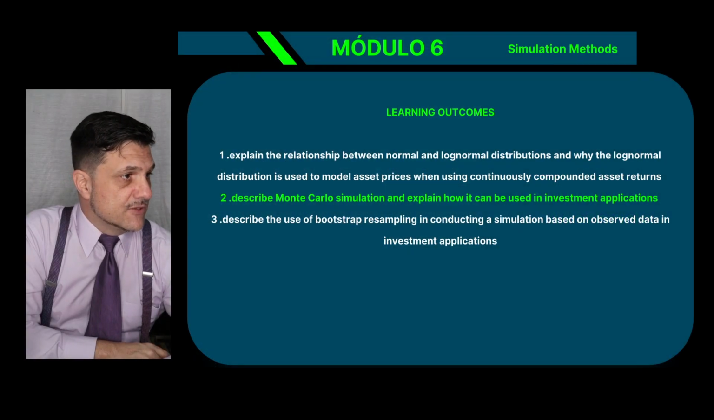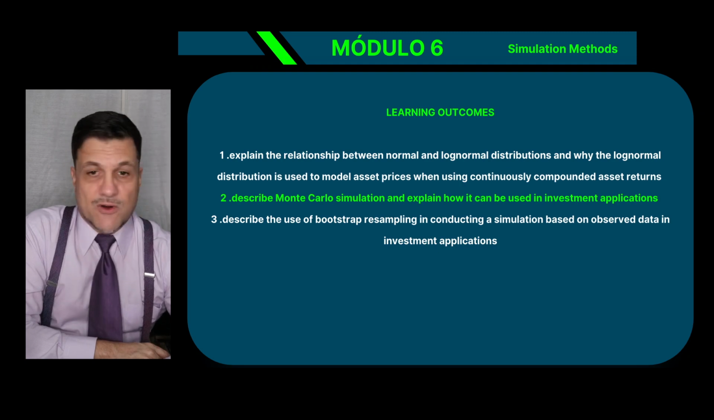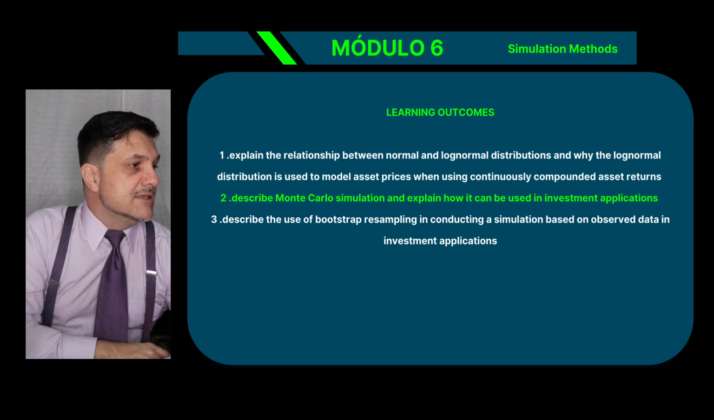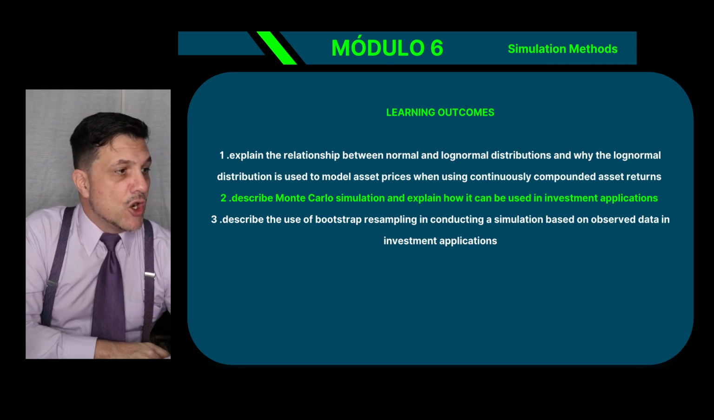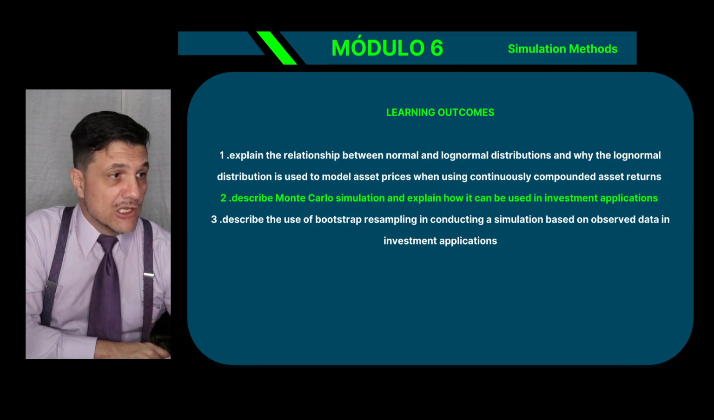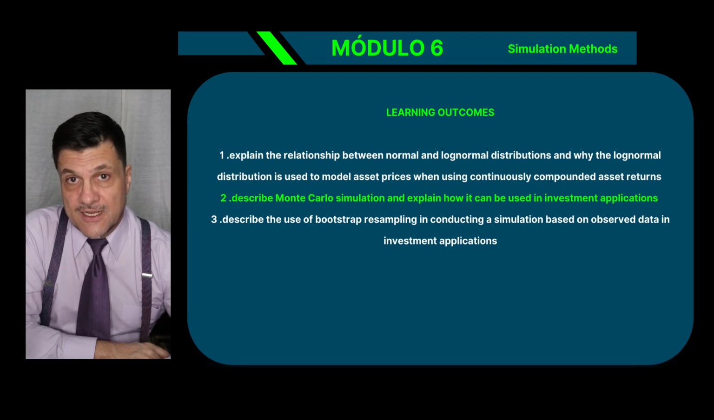All right, friends, so there you go, learning outcomes. You have 3 learning outcomes: explain, describe, and describe. Take a look. That's all you have there. Explain the relationship between the normal and log normal distribution, and why the log normal distribution is used for certain analyses that you're doing in finance.